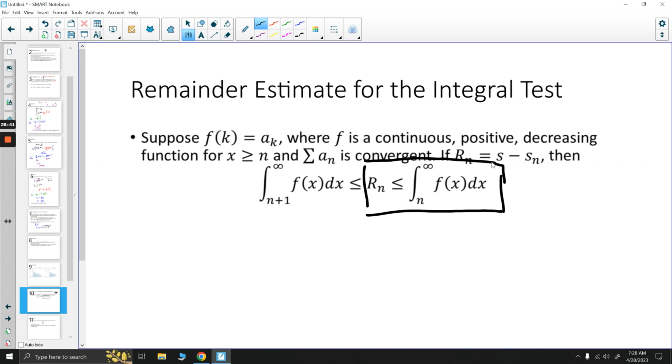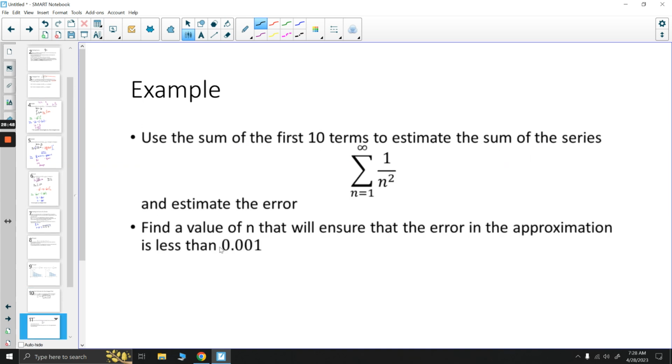So let me show you what that means in more definitive terms, because I know that the notation can be a little bit overwhelming. Okay, so we're going to use the sum of the first 10 terms to estimate the sum of the series and estimate the error as well. Find a value of n that will ensure that the error in the approximation is less than 0.001. Okay, now let me start with this thing here.